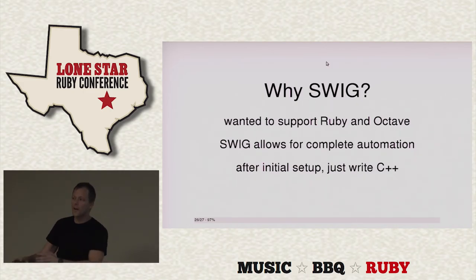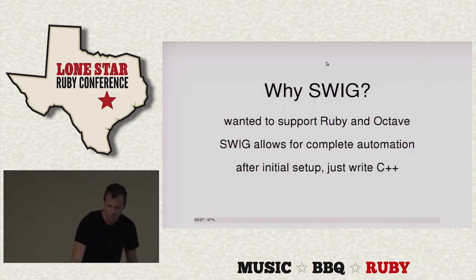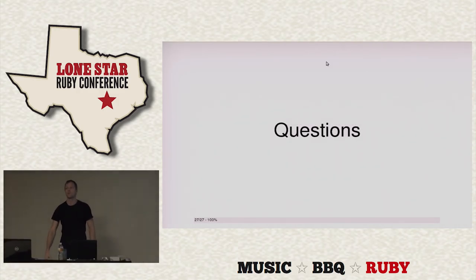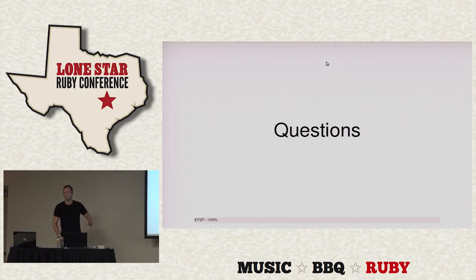You just write the C++ like you know you have to, and then rerun SWIG and recompile, and the new methods get reflected into the Ruby extension automatically. And that was the advantage. And that's it. So, any questions about SWIG?